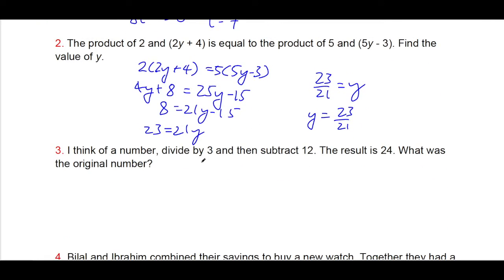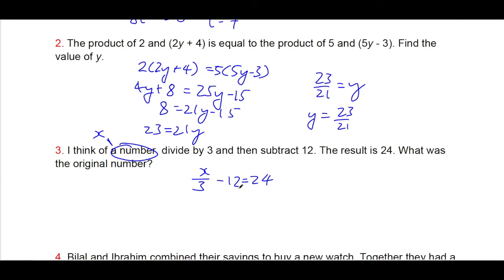Next one: I took a number, divided by 3, and then subtracted 12. The result is 24. What was the original number? It doesn't tell you what to let this number be, but you can just say let this number be x. Then the question says divide by 3. How do you write x divided by 3? Like I said, don't use the division symbol. It's much better to use the fraction. So x over 3, and then subtract 12. The result is 24. So that's your equation. Now the next part is to just solve for x.